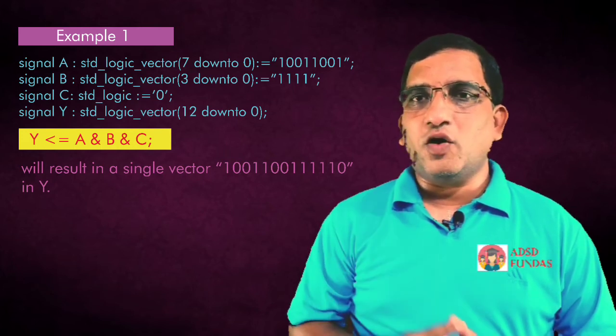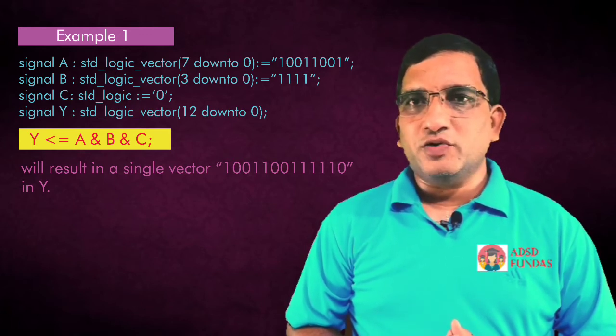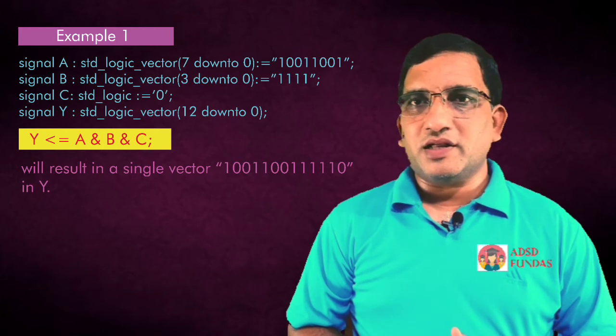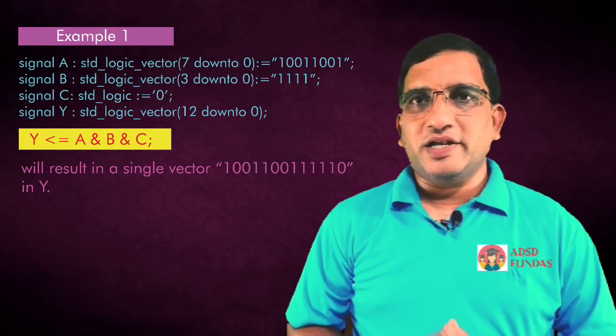Now if you see all these three VHDL commands, if you have a group of bits, you have to include that group of bits in double quotation marks, and if you have a single bit to initialize, that is to be included inside single quotation marks.